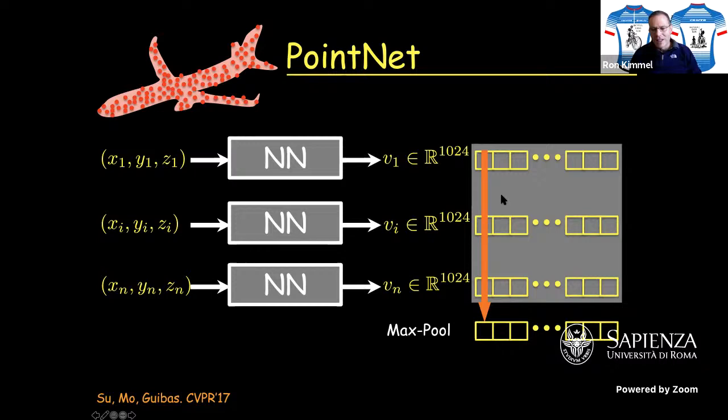And now what we do is exactly as before. You sum, in fact, you max pool along each and every axis, and you get a 1,000-dimensional vector. And with this vector, you are trying to do the classification. So you feed it into a fully connected network, into a regression layer at the end, and you are trying to recognize whether you're looking at a plane, a chair, or a table.